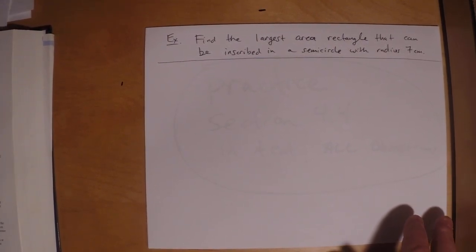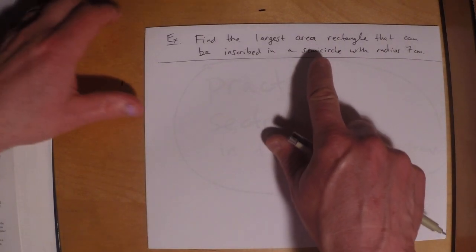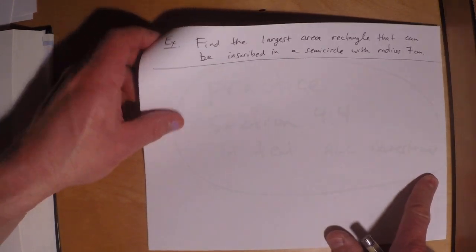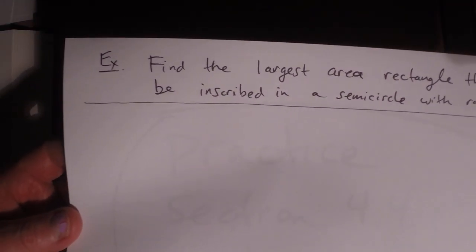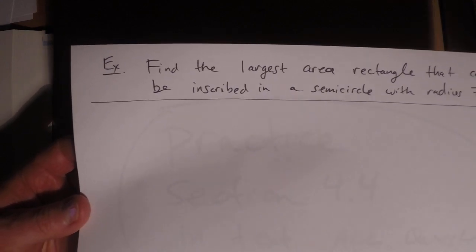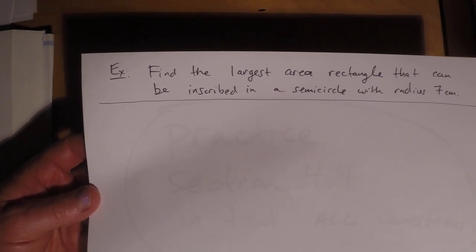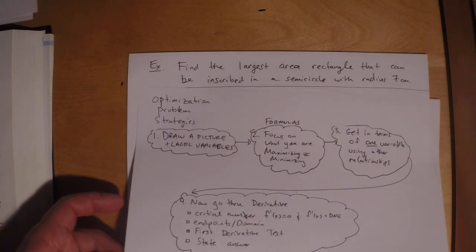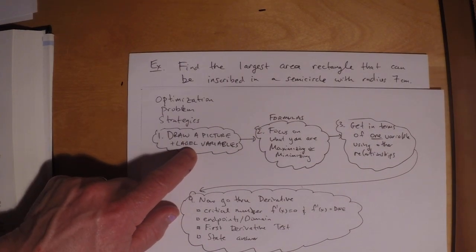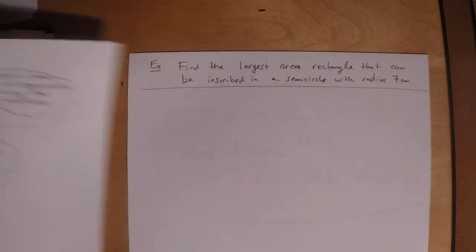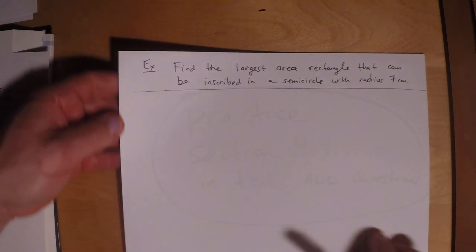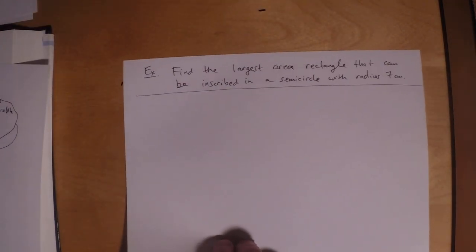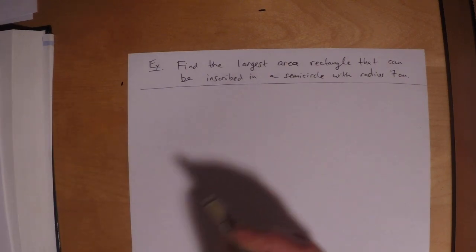The problem is we want to find the largest area rectangle that can be inscribed in a semicircle with radius 7. So again, one more time, find the largest area rectangle that can be inscribed in a semicircle with radius 7. So we're going to follow the process. Let's draw a picture of what that is meaning and label some variables. That's our first step. So I'm going to draw a picture of this to the best of my ability of a rectangle inscribed in a semicircle.